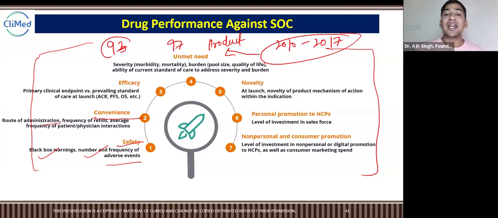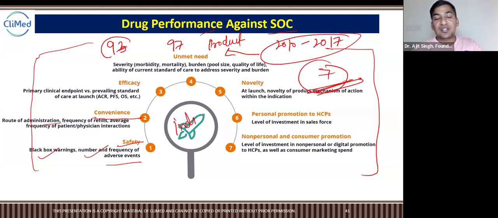Okay. And then they compared all their strategies. They compared all their sales targets. They compared all their market research ideas. They compared all the things, whatever they could be, to check the drug performances against standard of care. And then they came up with these 7 drug performance indicators. These are called the 7 drug performance indicators.